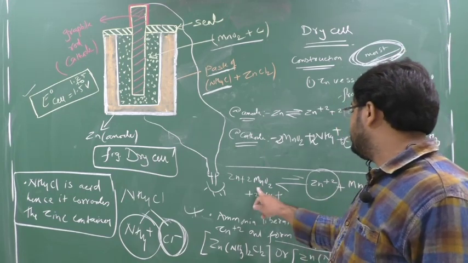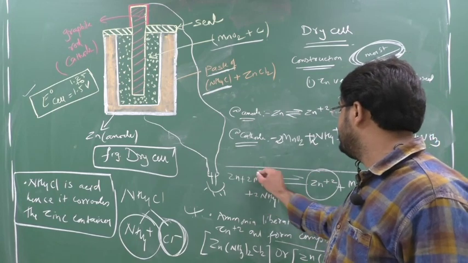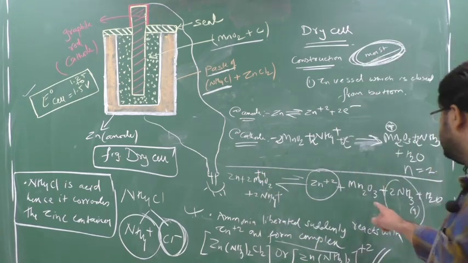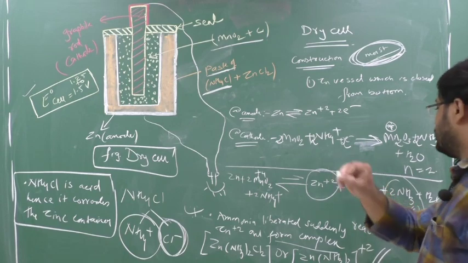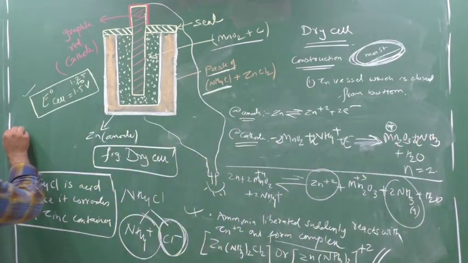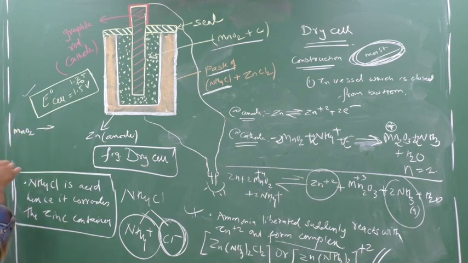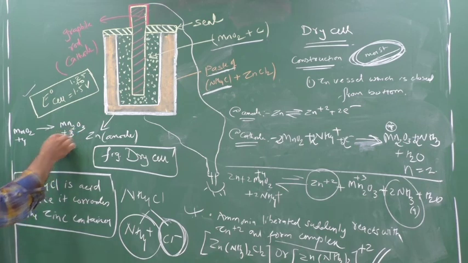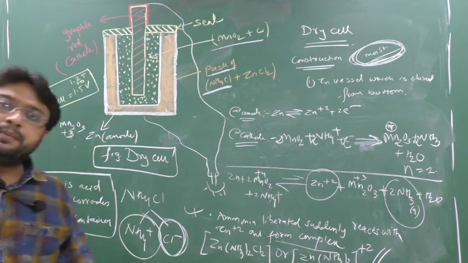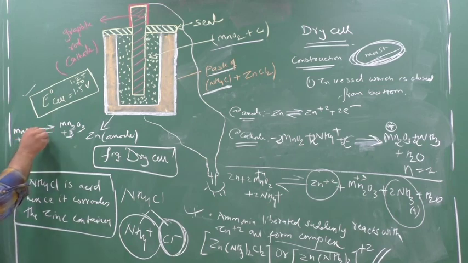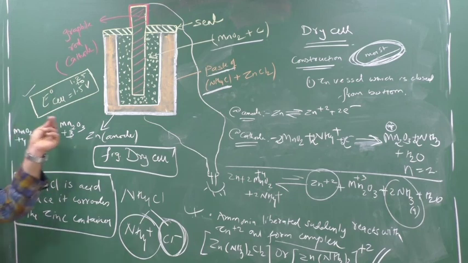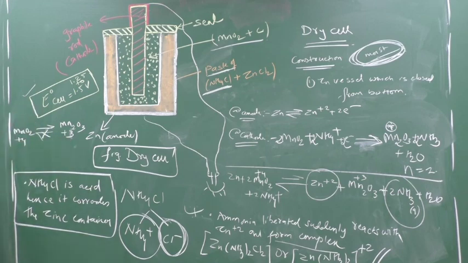If you see here, what is the oxidation number of Mn in MnO2? The oxidation number will be +4. Yes or no? And in Mn2O3, 3 times the oxidation number minus 6 gives +3. Yes or no? So MnO2 is going to Mn2O3. Mn oxidation number is +4 and here it is +3. So +4 to +3, reduction is occurring. Mn2O3 cannot be oxidized back to MnO2. MnO2 can be reduced to Mn2O3, that is, +4 can go to +3, but Mn2O3 cannot be oxidized back.